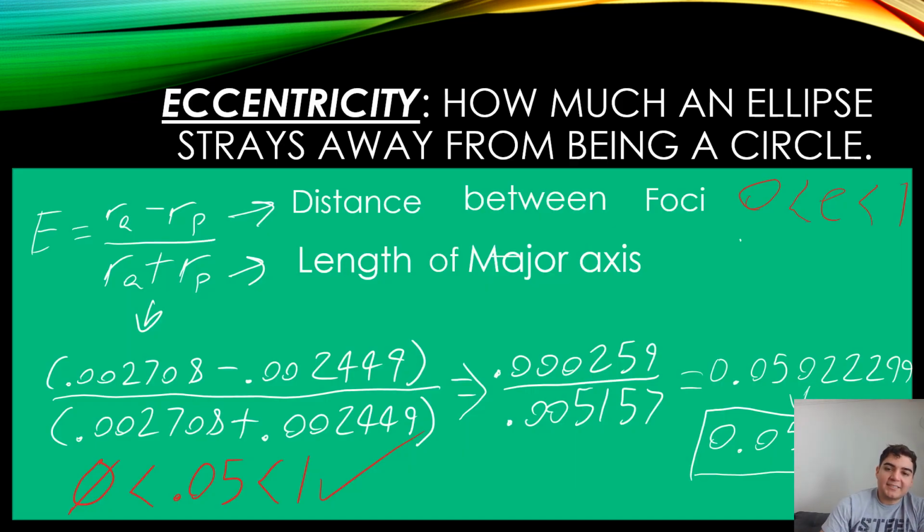So, eccentricity, what is it? The simplest way I can define eccentricity is the calculation of how much an ellipse strays away from being a circle. Essentially, an eccentricity of 0 is a circle, but an eccentricity of 1 is a parabola. So being in the middle of that, you get an ellipse.